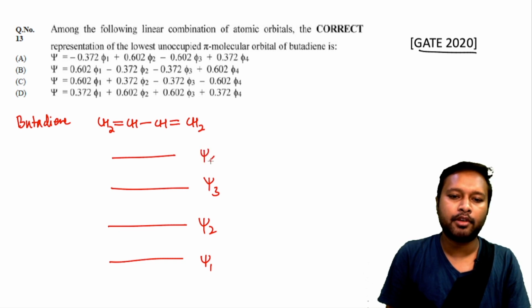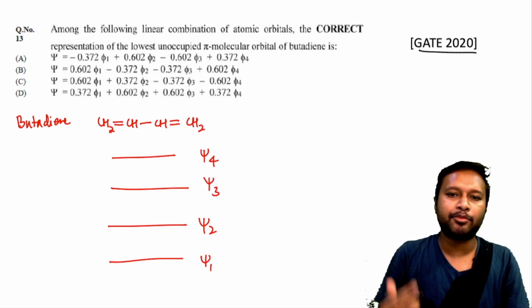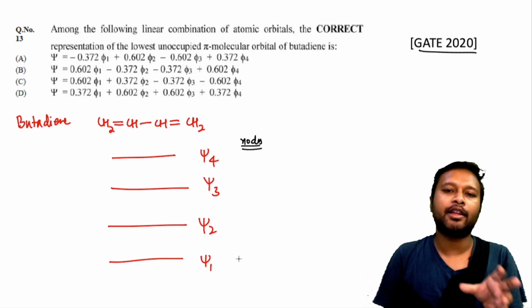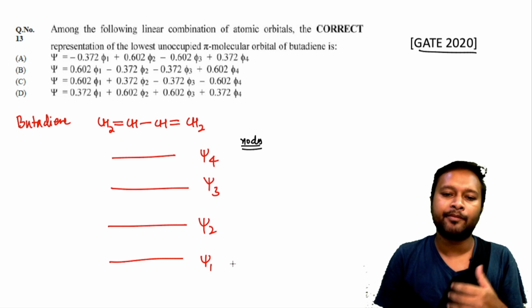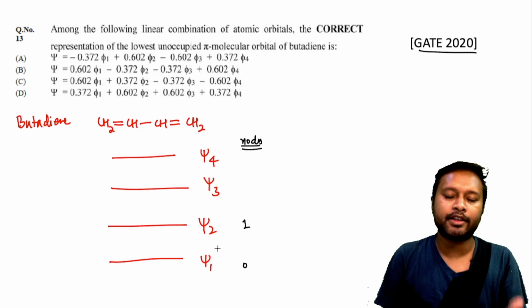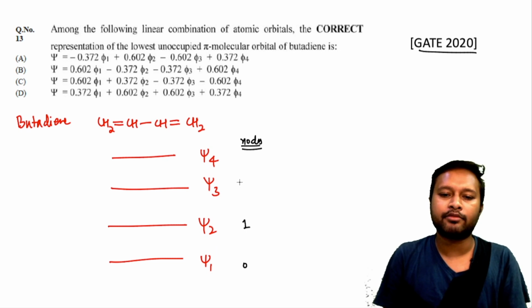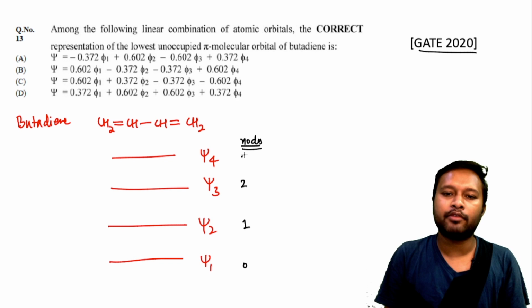You can draw the orbitals too, so we'll try to draw it. Basically the concept you have to apply is the number of nodes. The number of nodes is 1 less than the number of the orbital you are talking about. So psi1 will have 1 minus 1, that is 0 nodes. Psi2 will have 2 minus 1, that is 1 node. Psi3 will have 3 minus 1, that is 2 nodes, and psi4 will have 3 nodes.